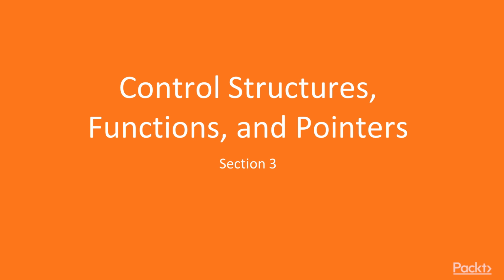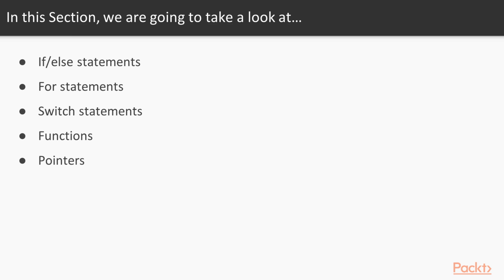In this section, we are going to look at the ways that Go allows you to control the logic in your program: if statements, for loops, switch statements, and functions. We'll also look at pointers and how they work in Go.